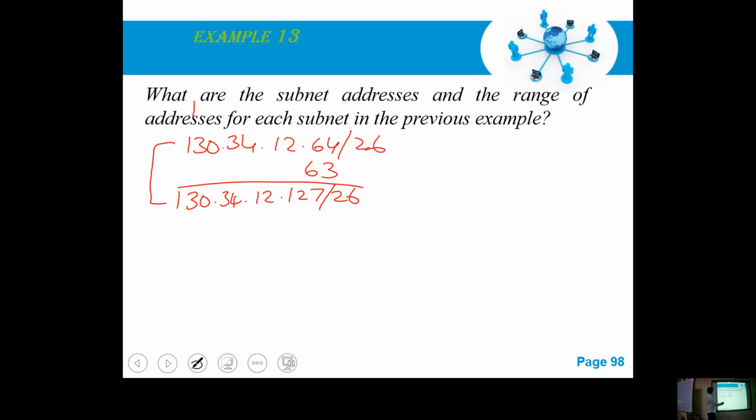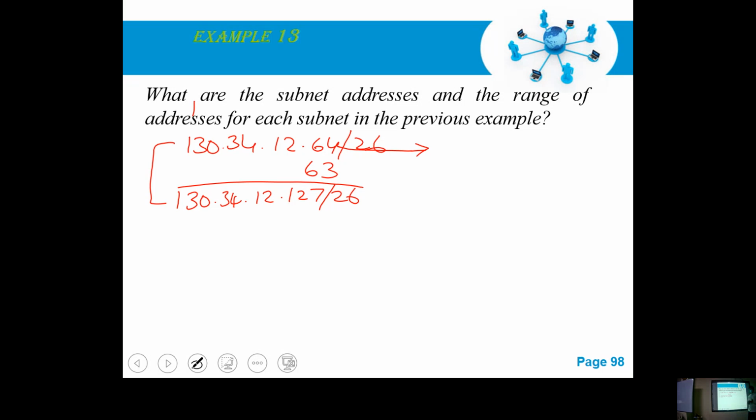Each group will have 16 addresses, right? So if I start with this one, what will be the last address? Each group has 16 addresses. So to get the last address in the first group, what I need to do? How much I need to add? 16. We are going to have 16 addresses in each group.